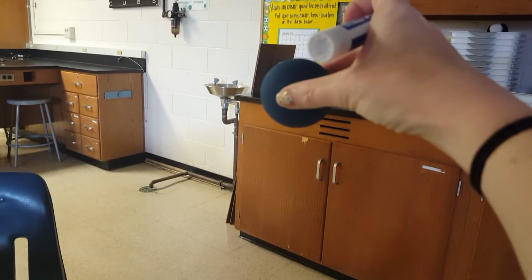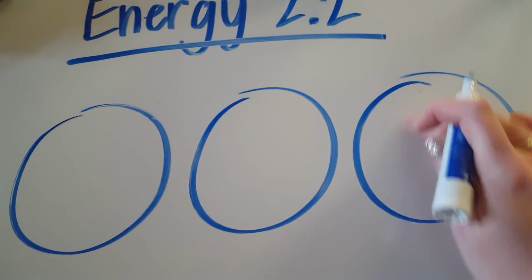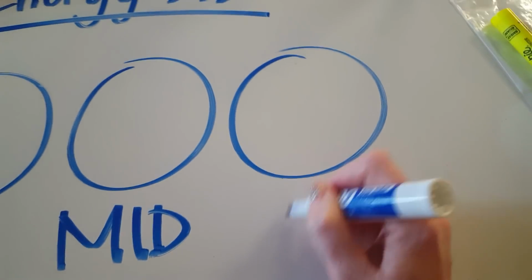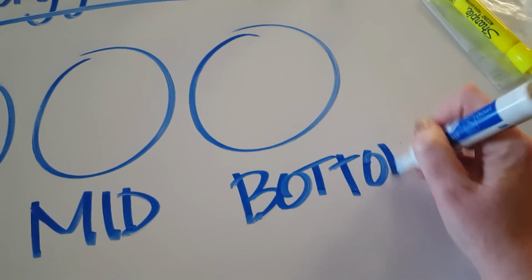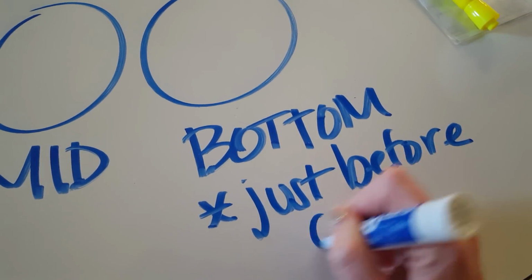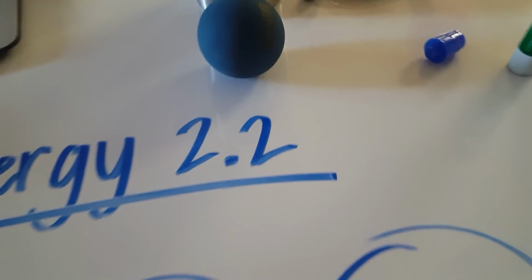So if I wanted to draw a series of pie or bar graphs, we're going to look at the ball at the top of the drop, midway through the drop, and then at the bottom of the drop, and we'll say at the bottom of the drop is just before it hits the ground. So I'm going to draw 3 different pie charts, and this is going to be at the top, this is going to be midway down, and this is going to be at the bottom, and we're going to say just before the ground. Okay, so our first goal here is to figure out what energy was actually involved.